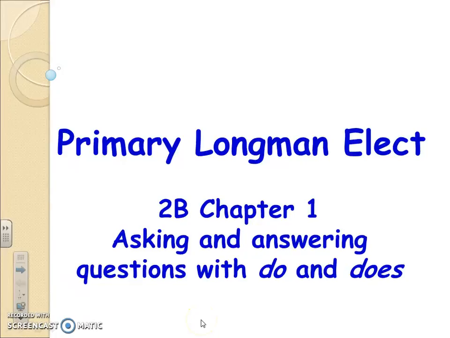Hello, Primary 2 students. This is Miss Stephanie, and today we are going to look at asking and answering questions with do and does. This is from 2B Chapter 1. So let's take a look.